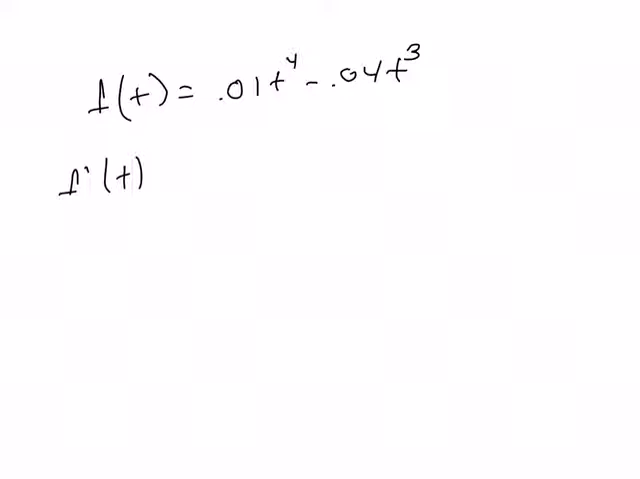So let's do the next problem. We have f of t. f of t is equal to 0.01 t to the fourth power minus 0.04 t to the third power. So that is your position. So again, we're asked to find the velocity. So f prime of t is equal to 0.01 times 4t to the third minus 0.04 times 3t squared. And then find the velocity after 3 seconds.